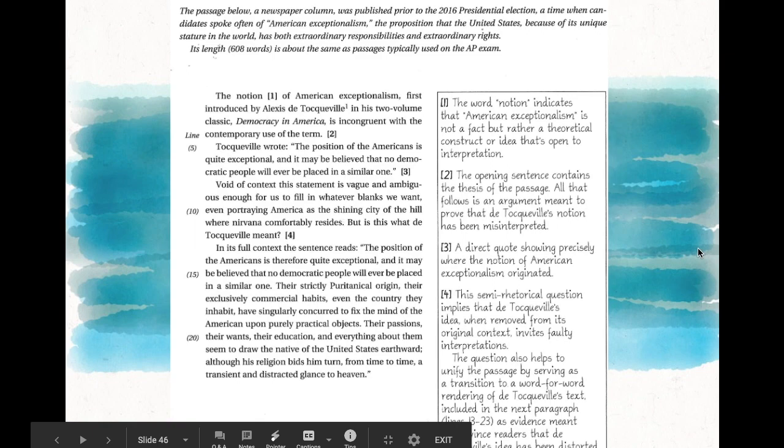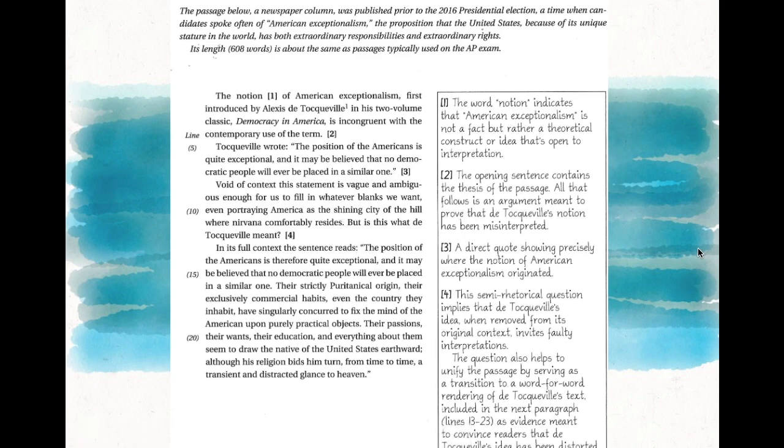The notion of American exceptionalism, first introduced by Alexis de Tocqueville in his 2-volume classic Democracy in America, is incongruent with the contemporary use of the term. So first, the word notion indicates that what follows, American exceptionalism, is not a fact, but rather a theoretical construct or idea that's open to interpretation. Notion is an idea, the idea of this.